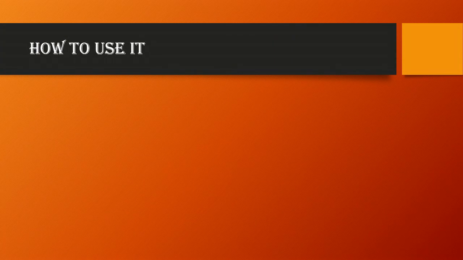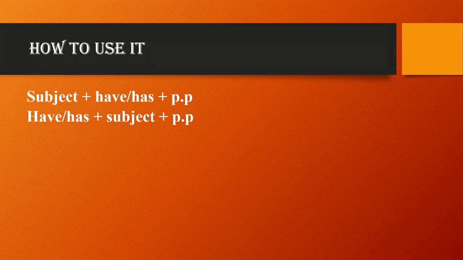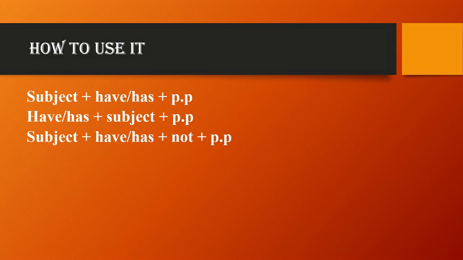The first thing that we are going to talk about is how to use present perfect. For the affirmative sentences, we use subject plus have or has plus past participle. For the question sentences, we change the place of have and has and we put them at the beginning of the sentence. Have, has plus subject plus past participle. For the negative, we use subject plus have, has plus not plus past participle.